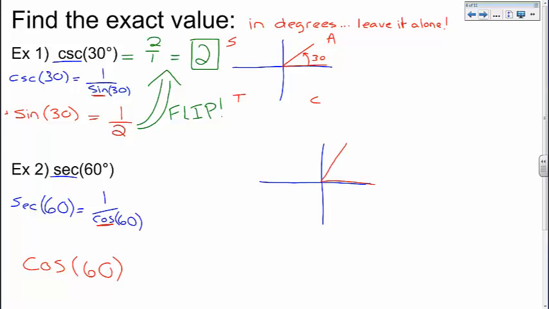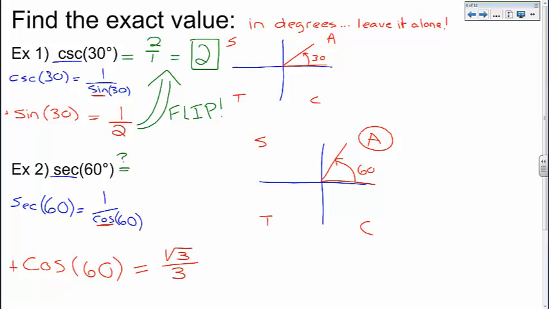I draw my angle and label it. Next, I'm going to look for my reference angle. Once again, I'm in quadrant 1, so it's simple enough. It's 60. And I know that in quadrant 1, all functions are positive. So all I need to do is find the positive value of the cosine of 60, which from your chart you should know is radical 3/3.